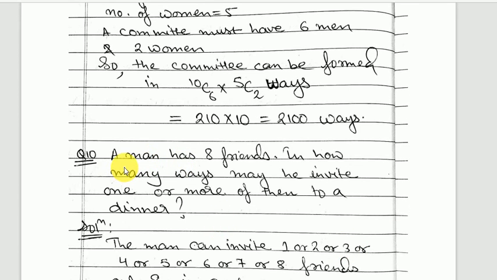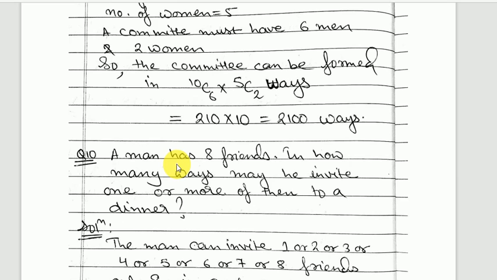Next is question 10. A man has 8 friends. In how many ways may he invite one or more of them to a dinner? So in this question, he has got 8 friends, and they're asking in how many ways he may invite one or more of them to a dinner. Here they have not fixed that he has to invite 3 or 4 or 5. It completely depends on that man.